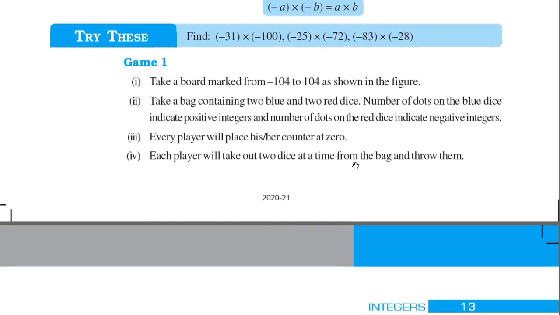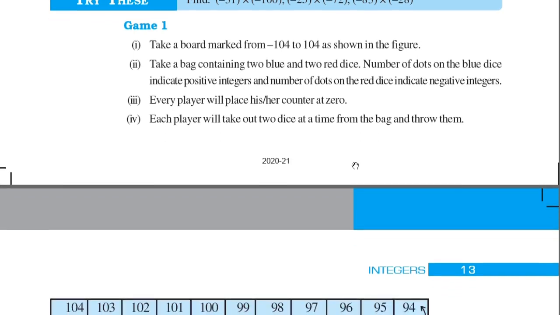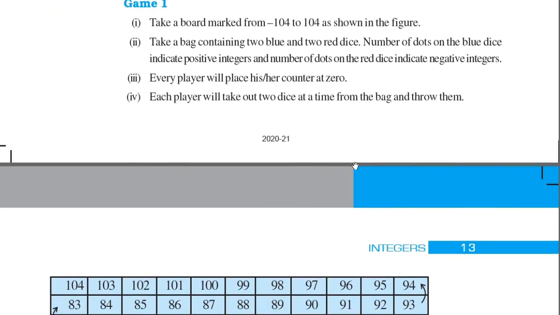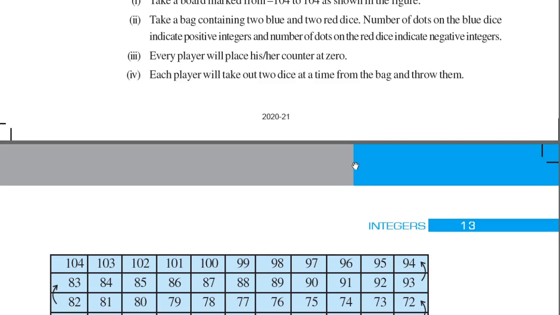Take a board marked from minus 104 to positive 104 as shown in the figure. Take a bag containing 2 blue and 2 red dice. The number of dots on the blue dice indicates a positive integer and the number of dots on the red dice indicates a negative integer. So positive integer is blue and negative integer is red. Every player will place his or her counter at 0.